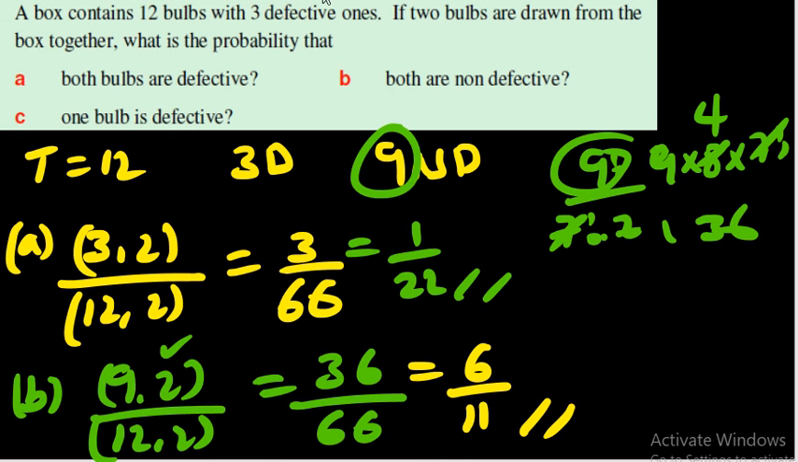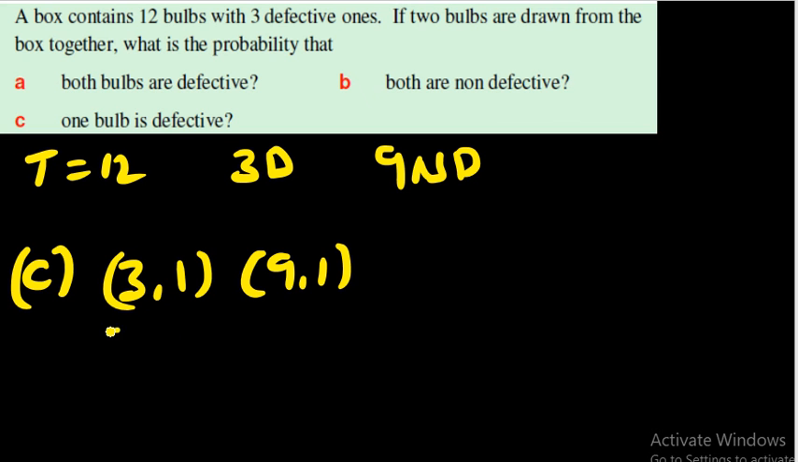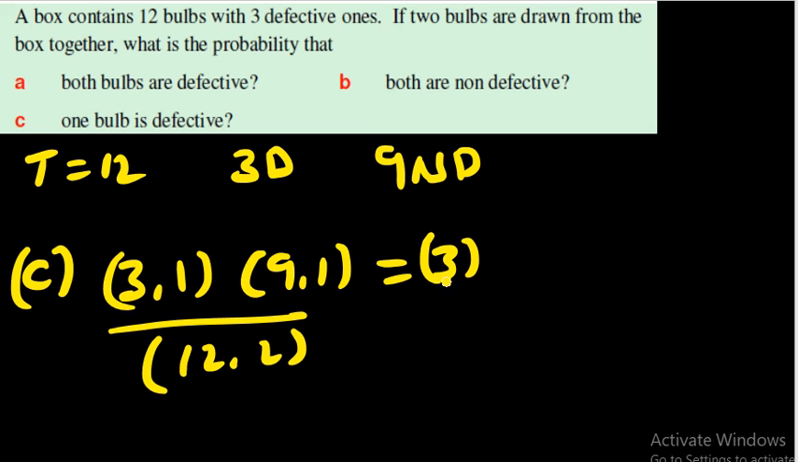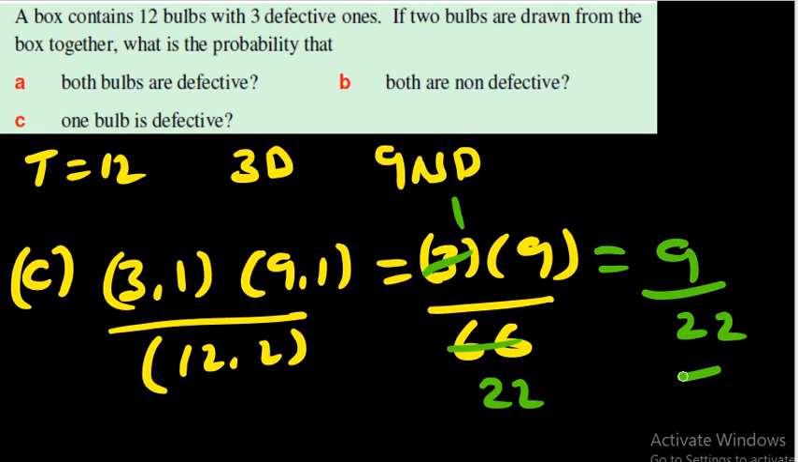The last one, 1 bulb is defective. 1 bulb is defective means necessarily the other must be non-defective. So we have the chance 3 combination 1 times 9 combination 1, the whole over 12 combination 2. 3 combination 1 is 3, multiplied with 9 combination 1, which is 9, over 66. We can simplify here by 3, 1, this by 3, 22. So 9 over 22 will be the answer.